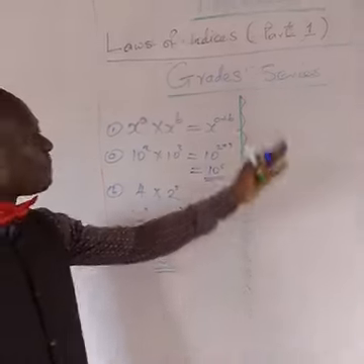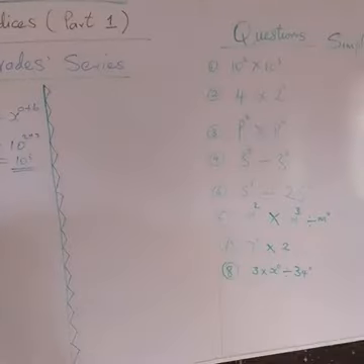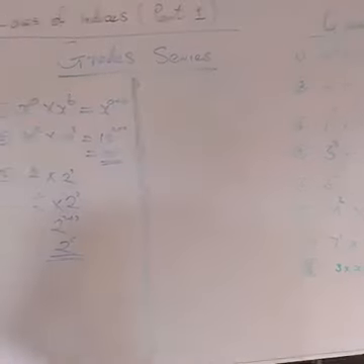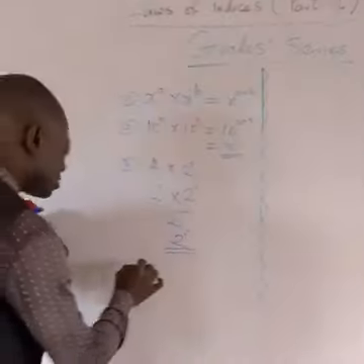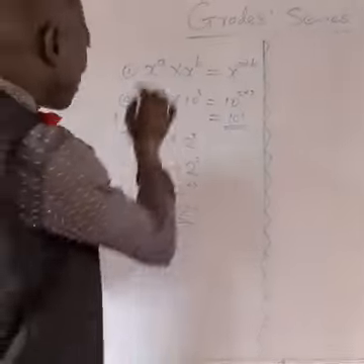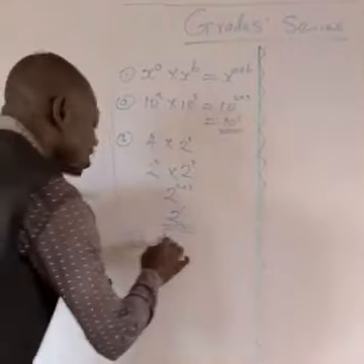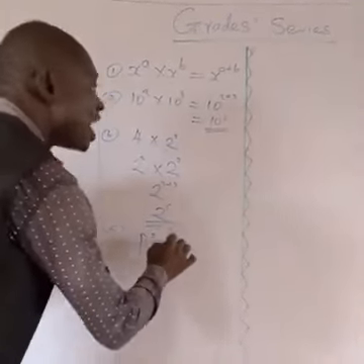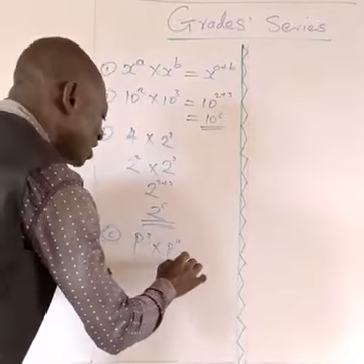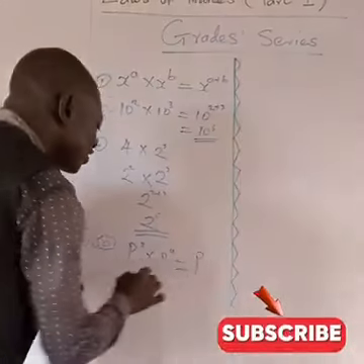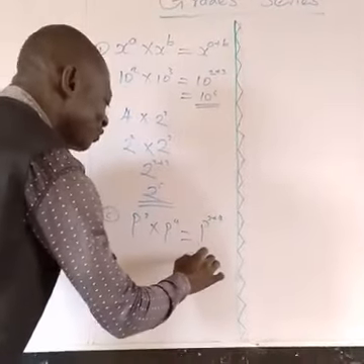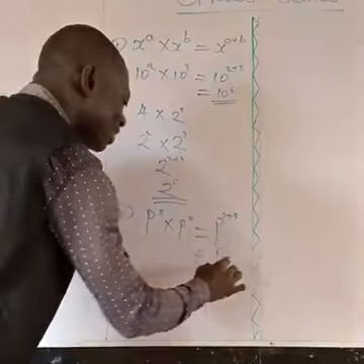Yes, in number 3, we have a letter. So algebra as well can be treated as the base. That is going to be our example here. And so p raised to power 3 times p raised to power 4 is giving us p raised to power 3 plus 4, and 3 plus 4 will give us p raised to power 7.